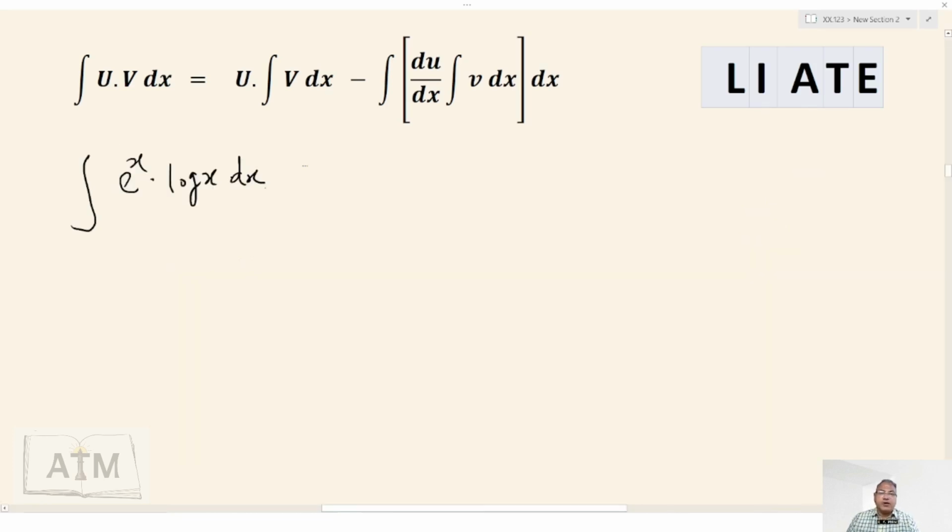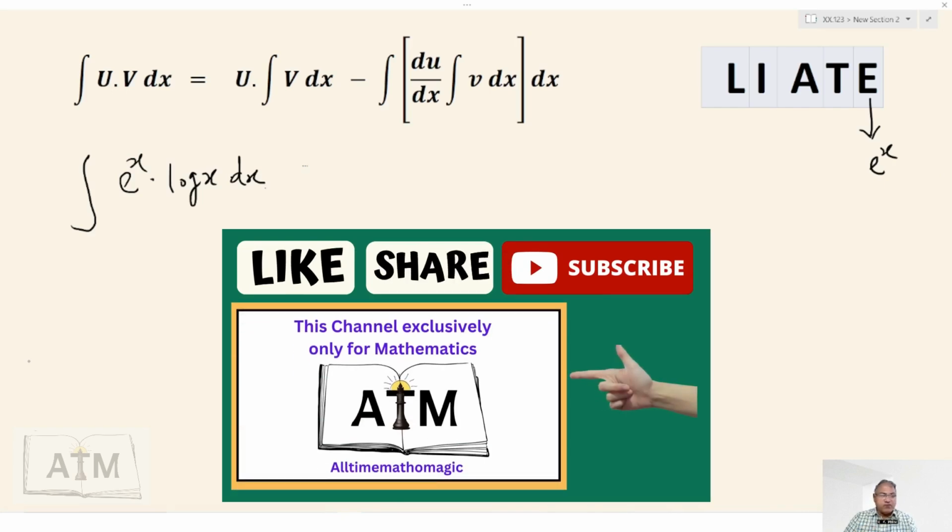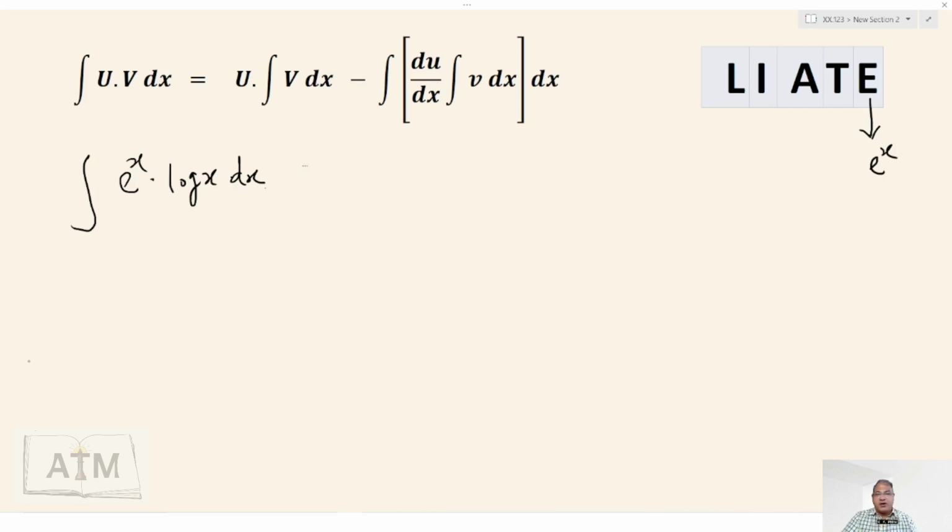In this example, integration of e raised to x into log x with respect to x, e raised to x is nothing but an exponential function. So write here e raised to x. You see that here e raised to x is written first. Can you call it u? No, you cannot call it u. In integration, who is written first does not always become u, and who is written later never becomes v.